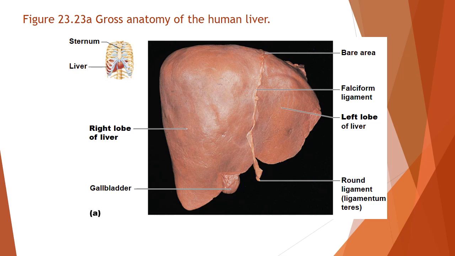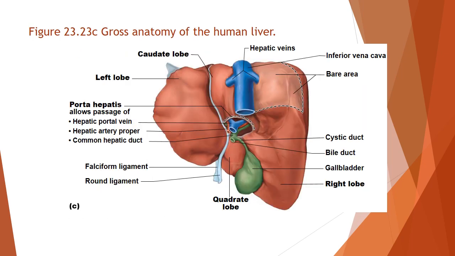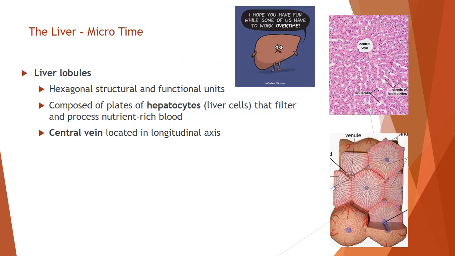It's kind of ugly as an organ, but if you want to look at it, this is it. You don't have to know too much else about it. One of the functions. And then here's the other picture where it shows you some of the other structures. So you see the gallbladder, bile duct, etc.